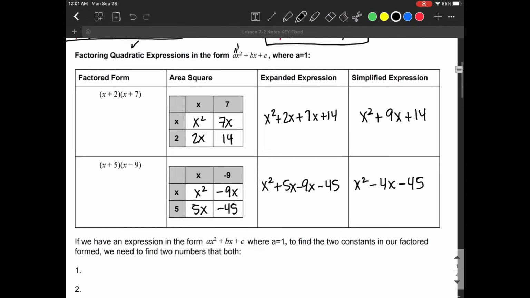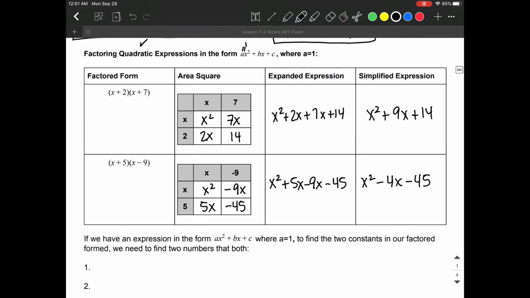All right, so now I have this table filled out. I want to see if I find a pattern. Ideally, I would be able to move from simplified expression directly into factored form. So I'm going to see, is there some way I could do that? I'm going to look at my simplified expression for anything that I notice, or I'm going to look at what's unique about my simplified expression.